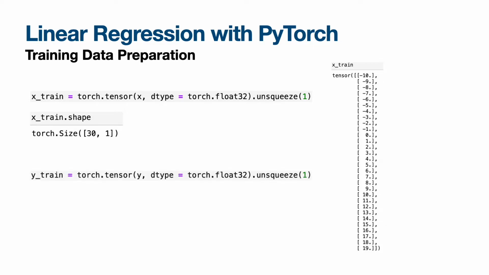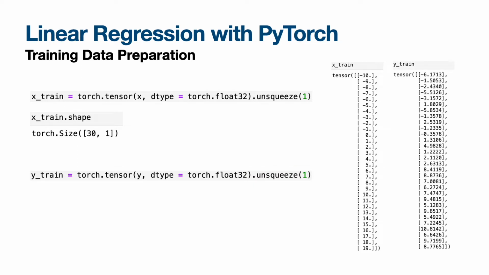Then, I create another PyTorch tensor from the y values and call it ytrain. Again, I'm calling the unsqueeze function to add the column dimension to make it a matrix. ytrain is the label data, providing expected values during training. We can confirm that the shape of ytrain is the same as that of xtrain. Now, our training data is ready for a linear regression model.